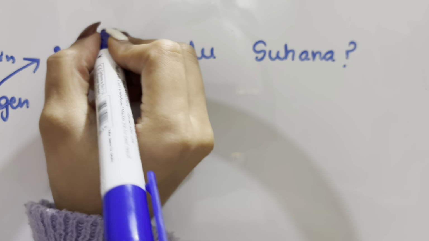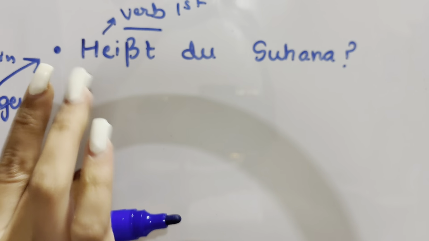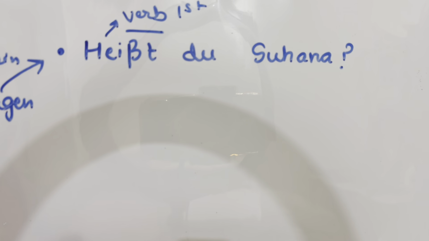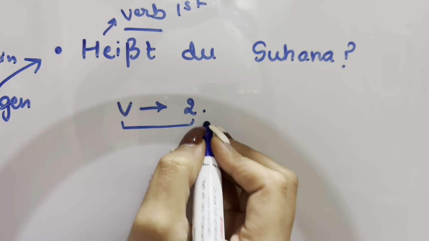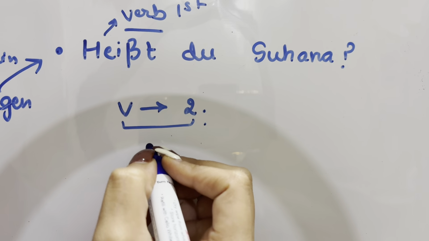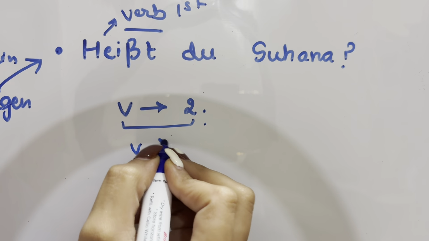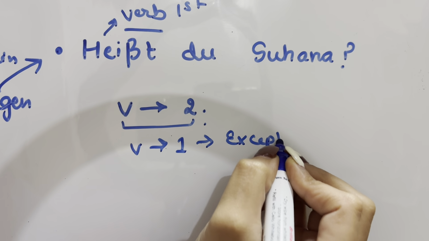So in this you can see that the verb is at the first place in this sentence. What we have learned is that the verb will always take the second place, but in case of a yes or no question, the verb will take the first place, and it is only an exception.